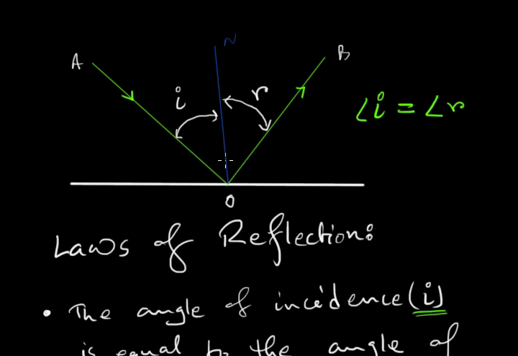So what is void in case of reflection? We cannot say that AO, ON and OB are in different planes. They must be in the same plane.